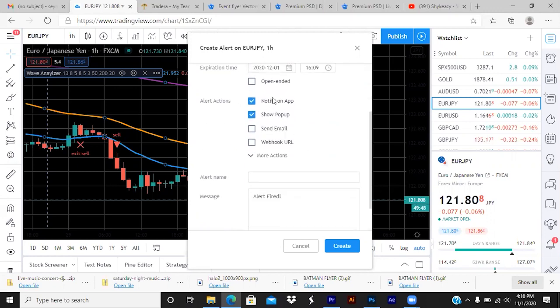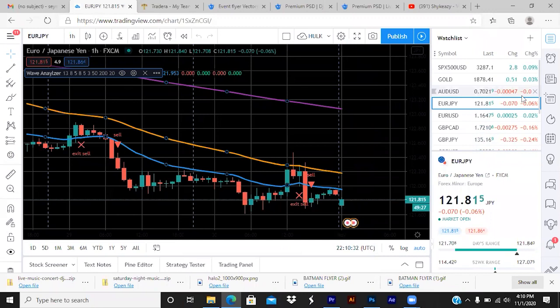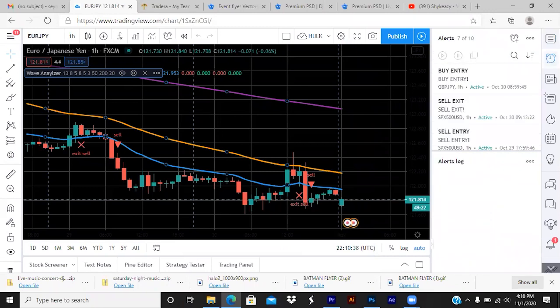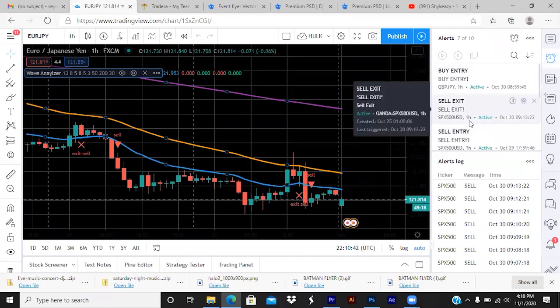Now you can do notify on app, where Telegram will send you a text message. It'll show a pop up on this laptop screen, or you can even get an email or an SMS. Email to SMS, you'll get a text message. Then you'll just put the alert name and the alert message that you want, and then you'll press create. So now if I click over here on the sidebar, the alarm, it'll show you all the alerts I have.